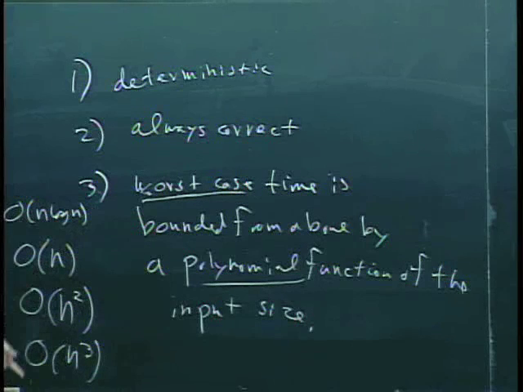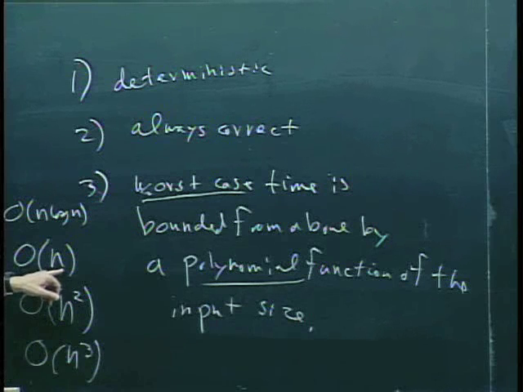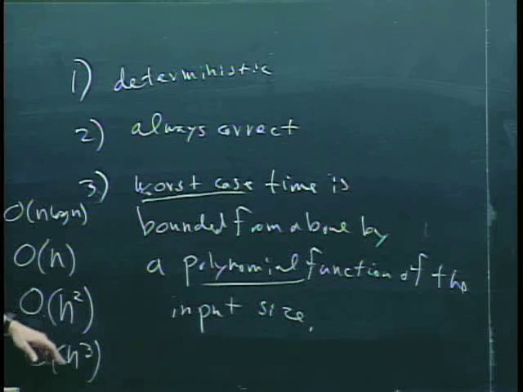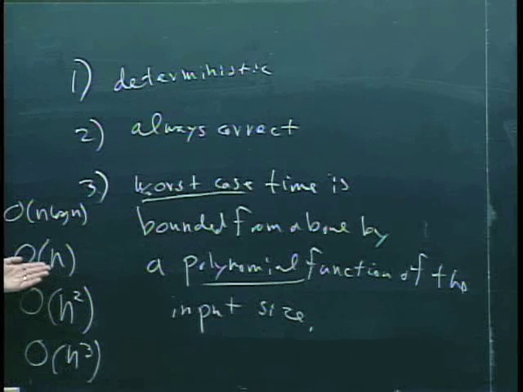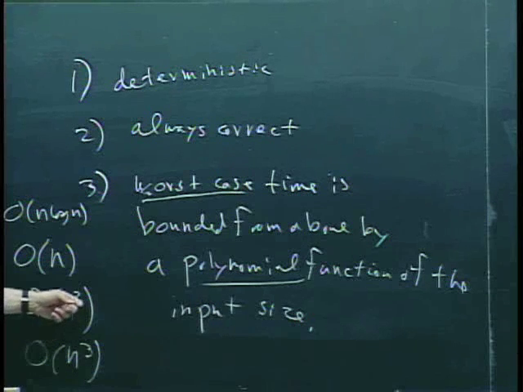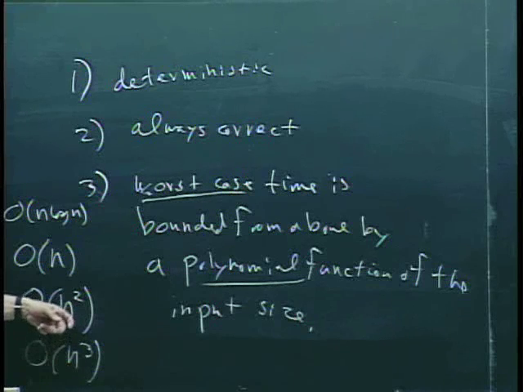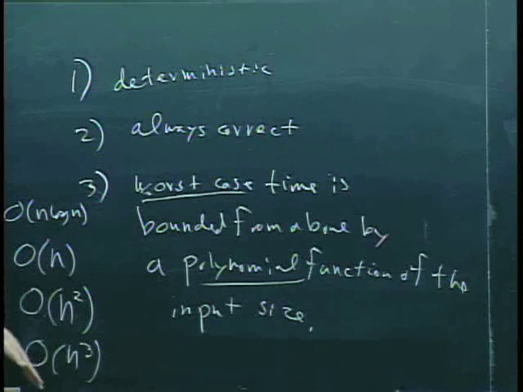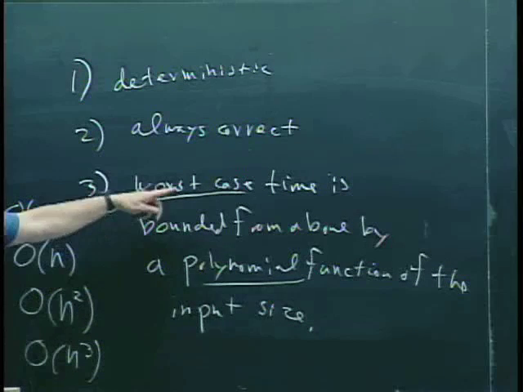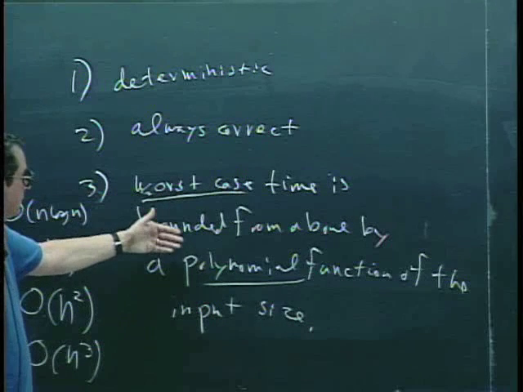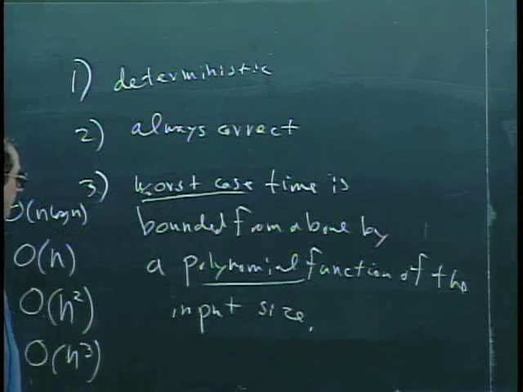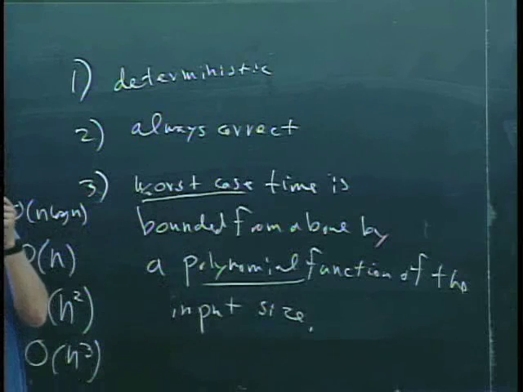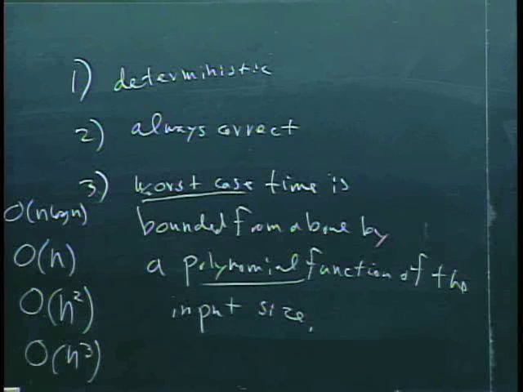So all of these functions are nice polynomials of the input size. n is the input size in these problems, or at least it's the number of elements in the input. And polynomial because n is down here, but the exponent doesn't involve the variable. So these are all polynomial functions. So the worst case time for all of these algorithms is bounded by a polynomial function of the input size. That was a property of all the algorithms we've seen so far.